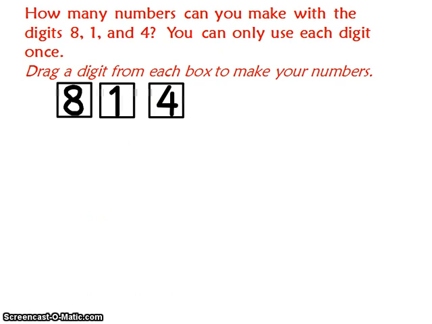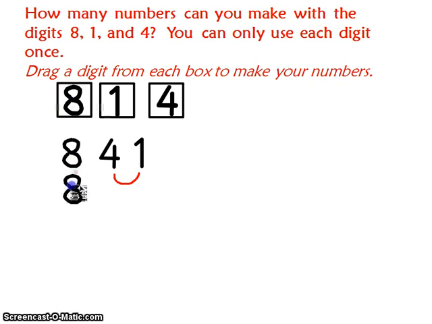Okay, so the question again is, how many numbers can you make with the digits 8, 1, and 4? You can only use each digit once. Okay, I'm going to start with an 8 in the hundreds place. I'm starting with the largest digit. Then I always like to go from largest to smallest, so 841. That's the first number that I can make. Then, simply by switching around my tens and my ones, I can make my next number.